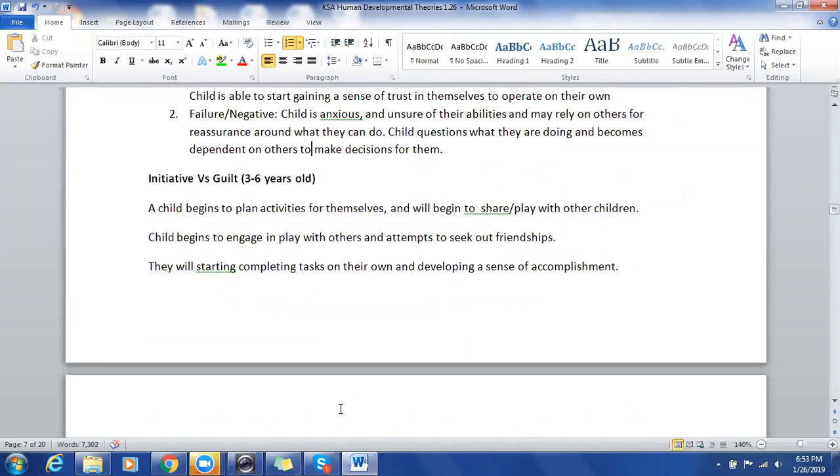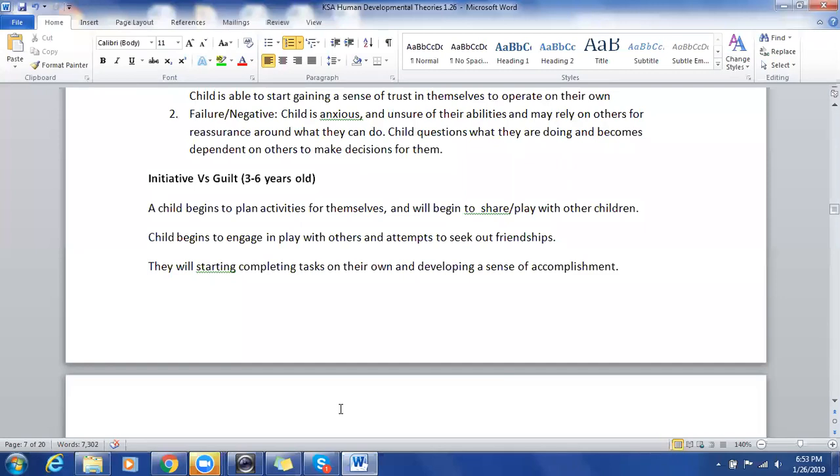So then we have initiative versus guilt, which is 3 to 6. And this is when the child begins to plan activities for themselves and will begin to share and play with other children. And the child begins to engage and play with others and attempt to seek out friendships. They will start completing tasks on their own, developing a sense of accomplishment.